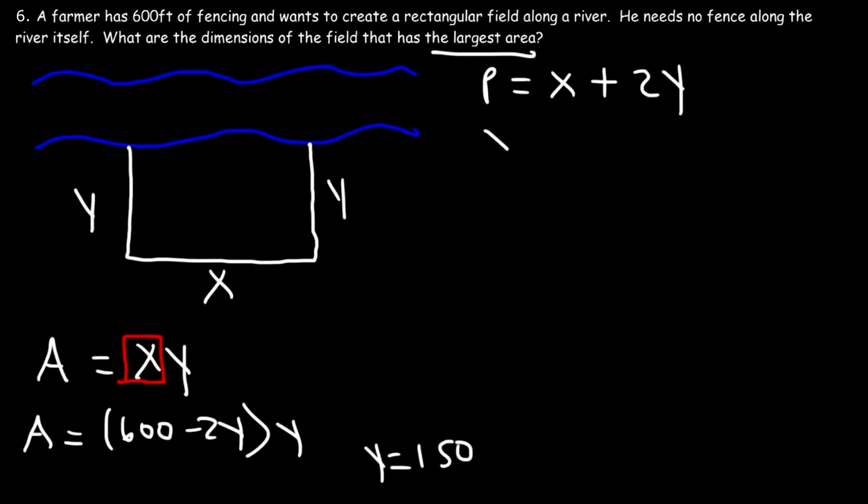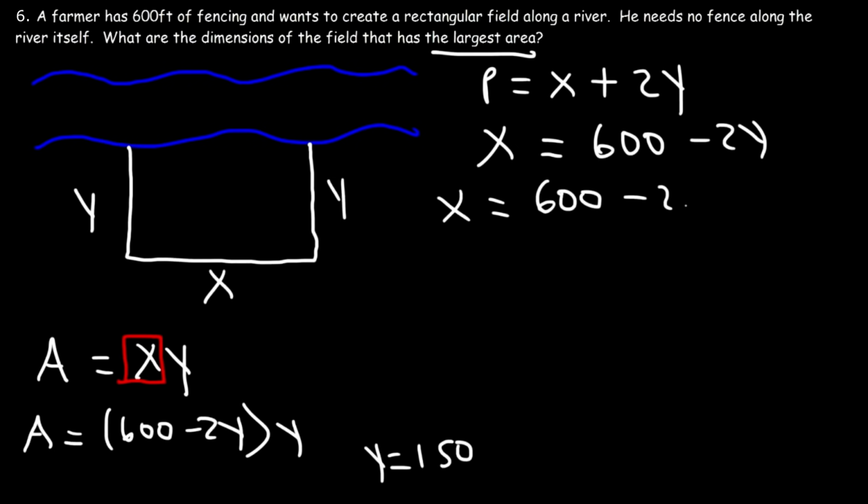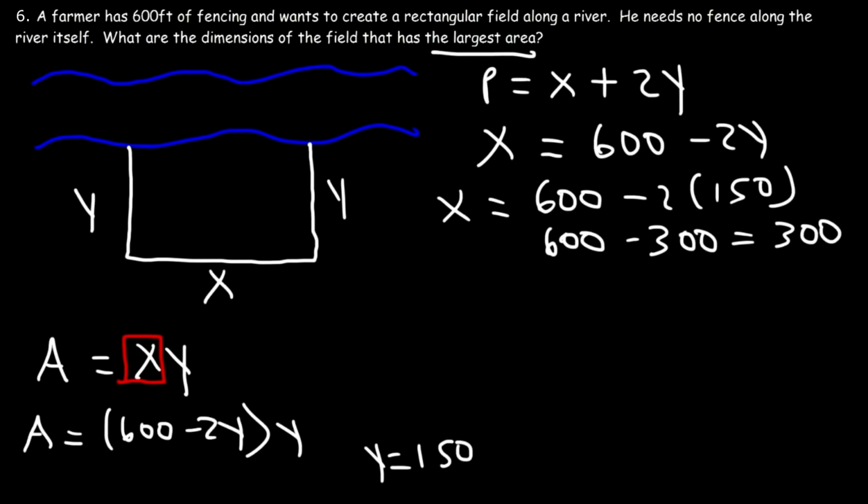Now keep in mind x, we said it was 600 minus 2y. So that's going to be 600 minus 2 times 150. 2 times 150 is 300, and 600 minus 300 is 300. So we now have the dimensions. Y is 150 feet. X is 300 feet.